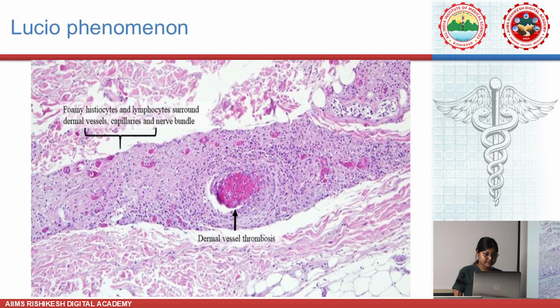Here we can appreciate these are the multiple blood vessels. So there is increased proliferation of blood vessels because of destruction of endothelial cells. There is more proliferation going on as well. And here we can see sheets of foamy histiocytes, and there are no neutrophils. Neutrophils are very sparse over here. And this is a blood vessel which is undergoing thrombosis, and hence causing ischemia and the necrosis that is seen in Lucio phenomenon. Thank you.